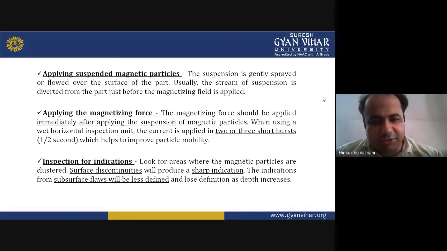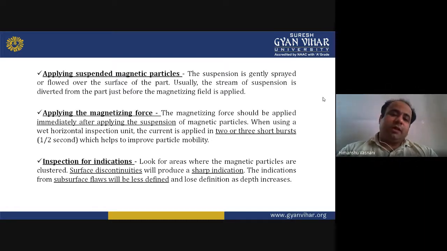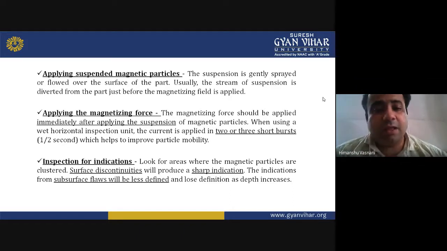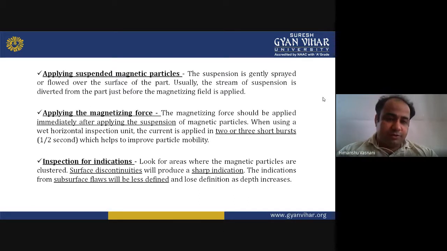And then inspection for indications. Look for the areas where the magnetic particles are clustered. The basic purpose for doing all this is inspecting for indications. You can see where the magnetic particles are clustered. Surface discontinuities will produce a sharp indication, and the indications from subsurface flaws will be less defined and lose definition as depth increases.